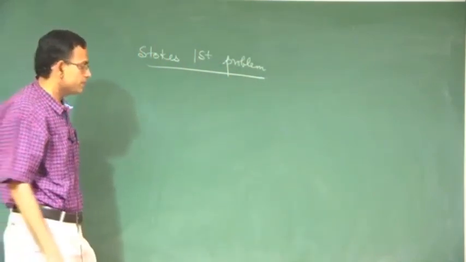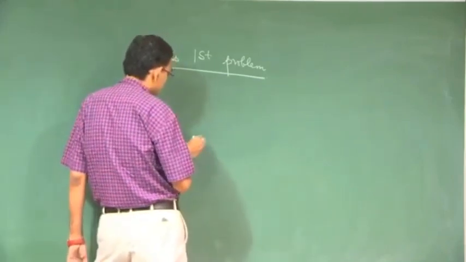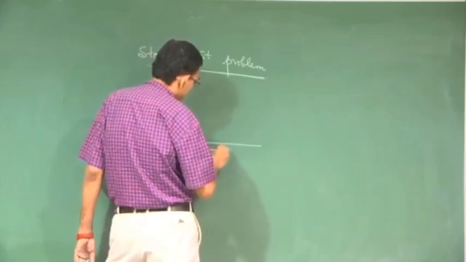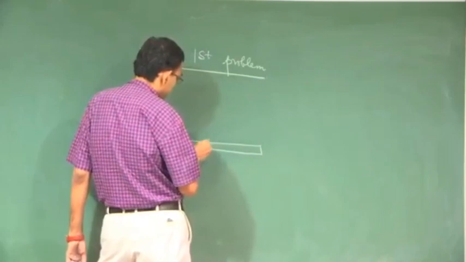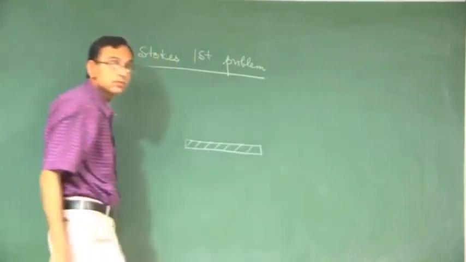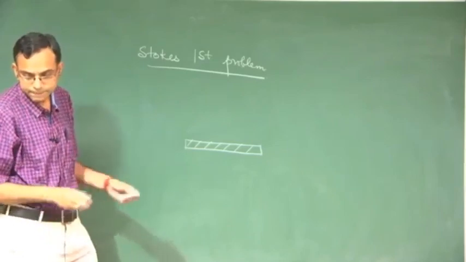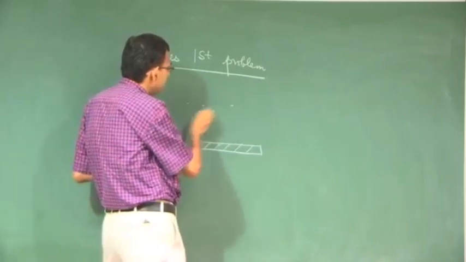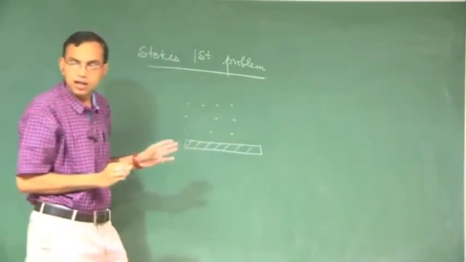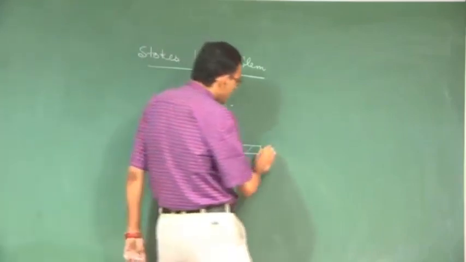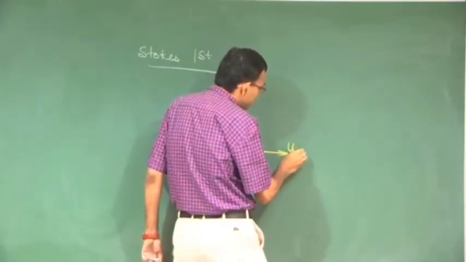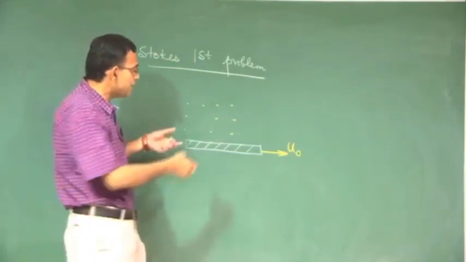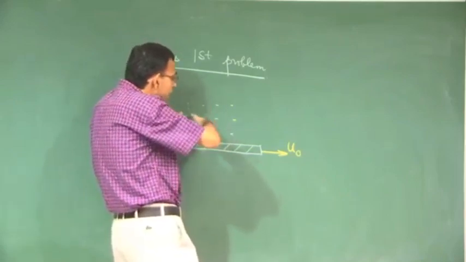So, Stokes first problem. Let us say that you have a plate, and there is a fluid on this side of the plate. This fluid is standstill as the plate is not moving. Suddenly you drag the plate towards the right or left, whatever, with a velocity u naught, and this plate tends to drag this fluid along with it.